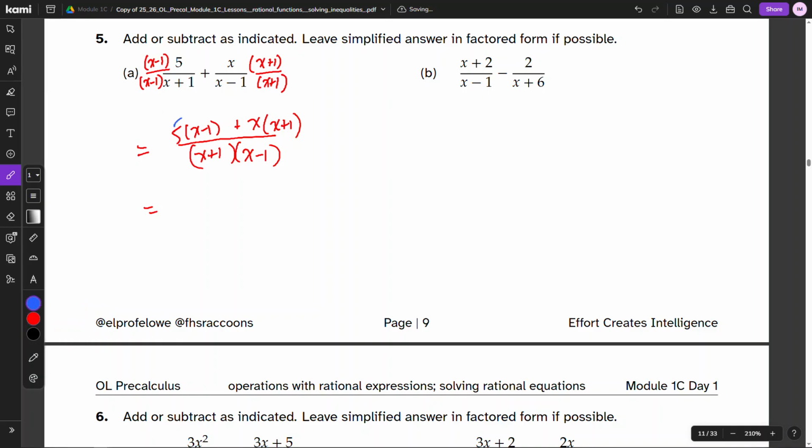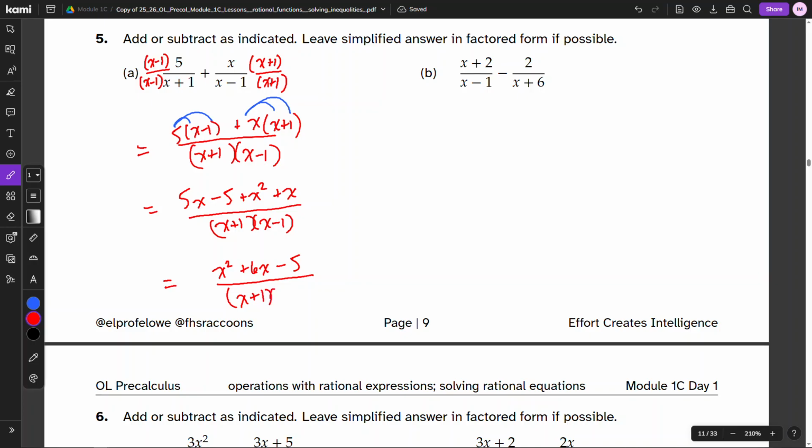I need to make sure that I'm careful in distributing if I have any negatives or that sort of thing. So that gives me 5x minus 5 plus x squared plus x, all over x plus 1 times x minus 1. And so that's going to give me an x squared plus 6x and a minus 5 in the numerator, all over an x plus 1 times x minus 1 in the denominator. And so there is my response. All right, we'll look to the next one.